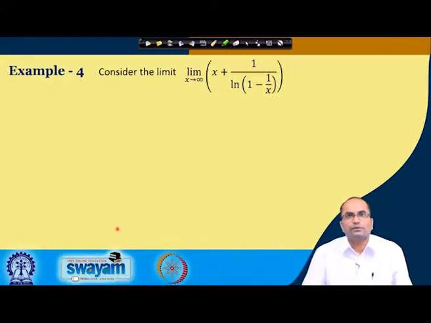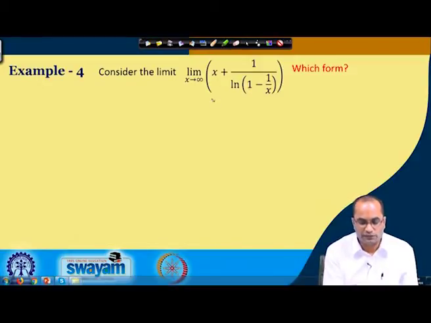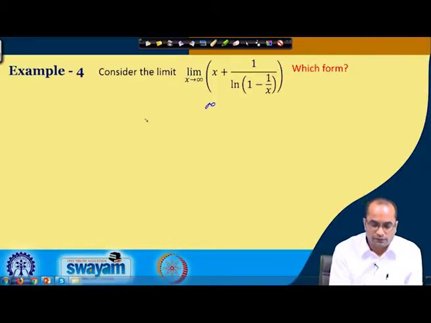Now, the next example again of this nature is like x goes to infinity, x plus 1 over logarithmic 1 minus 1 over x. So, in this case, the question is, what is the form of this expression when x goes to infinity? So, let us just check. So, here x goes to infinity. So, we have the infinity here. Now, this limit 1 over ln 1 minus 1 over x as x goes to infinity.